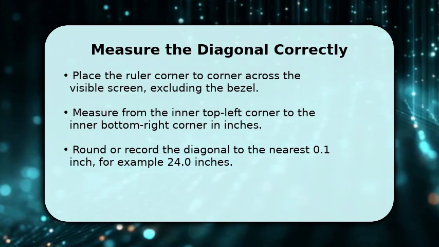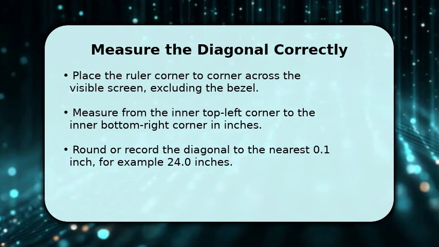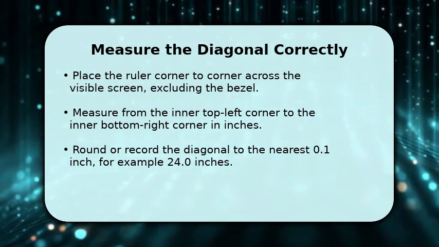Read the length in inches and record it to the nearest 0.1 inch. That diagonal measurement is the monitor size manufacturers list.